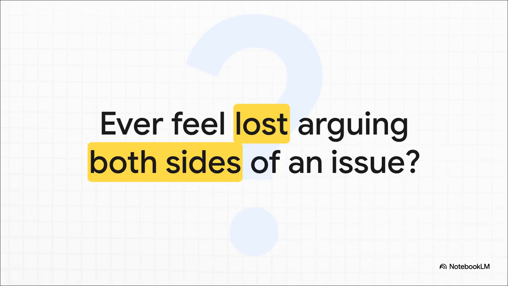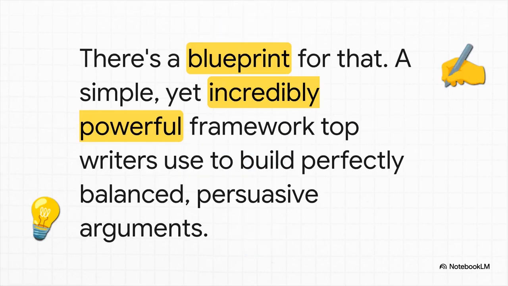You know there are good points on both sides of a topic, right? But when you try to actually explain them, your whole argument just ends up feeling, well, messy. It gets a little confusing, and in the end, it's just not that convincing. Well, what if I told you there's a simple but seriously powerful blueprint that the pros use to build perfectly balanced, persuasive arguments every single time? You're in the right place, because we're going to walk through that exact blueprint right now.